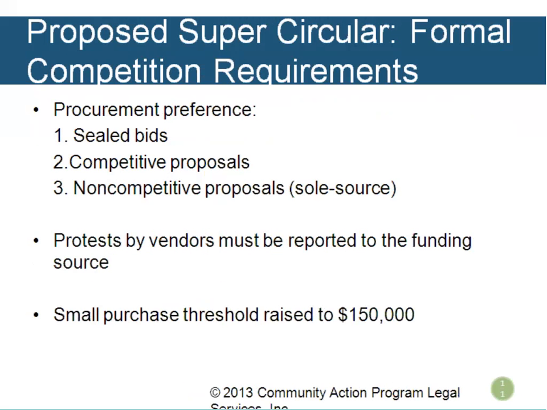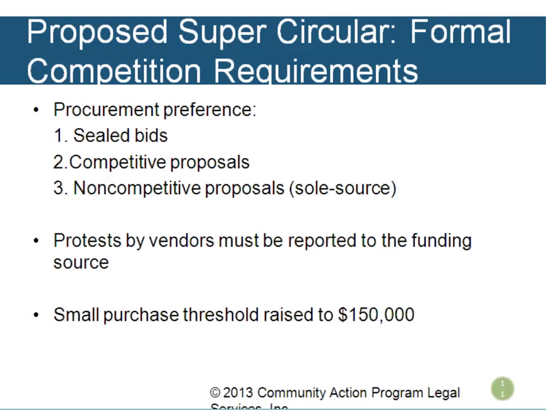This is one of the areas where there may be some change, possibly if the proposed super circular that OMB proposed a few months ago goes through. What they're proposing is something more akin to the procurement process required for state and local grantees, and so it's a bit more rigid, which may not be to some community action agencies' liking. On the other hand, some may like it because it's clearer.